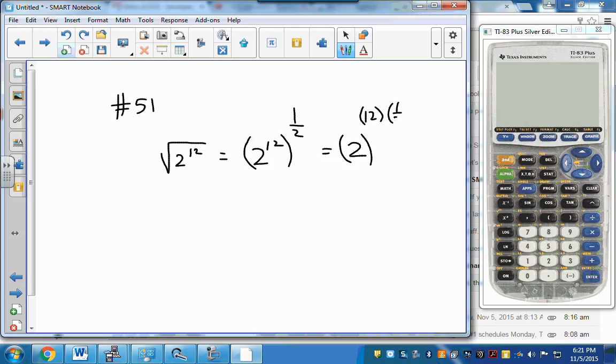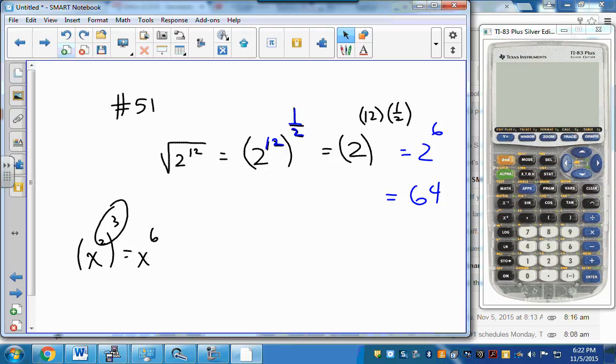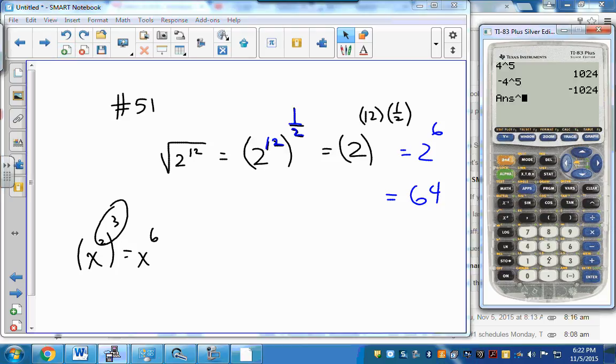Remember, whenever we have x squared cubed, the rule was to multiply these. That's x to the 6th. And that's what I'm doing here. I'm multiplying the 12 times the 1/2. 12 times 1/2 is equal to 6. So I have 2 to the 6th, and that simplifies to 64. So if you know your powers of 2, great. If not, you can just jump in here and raise 2 to the 6th. There. Okay, that's number 51.